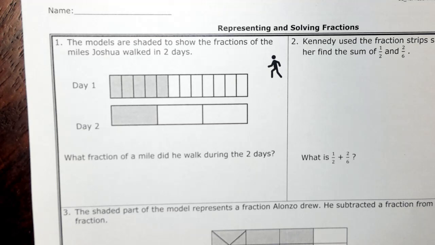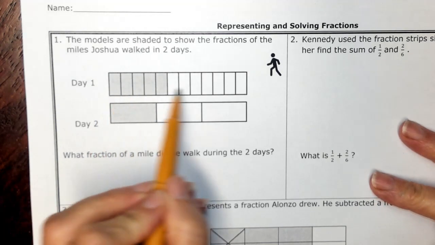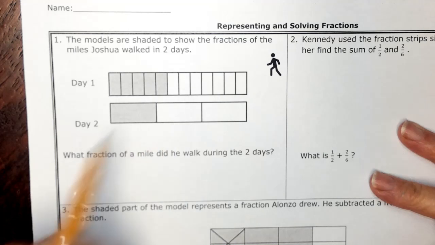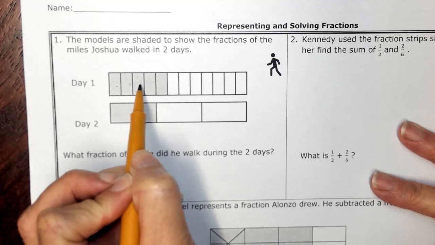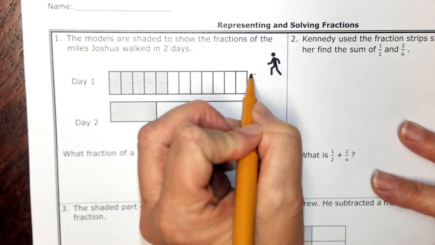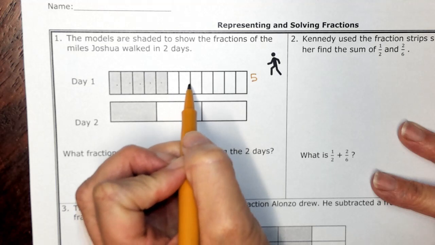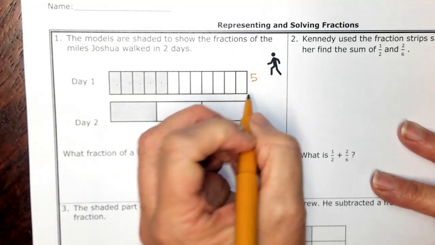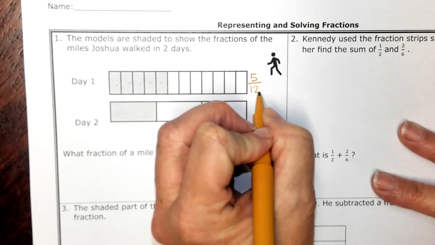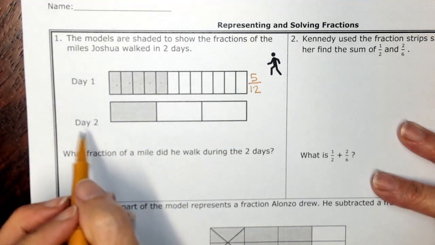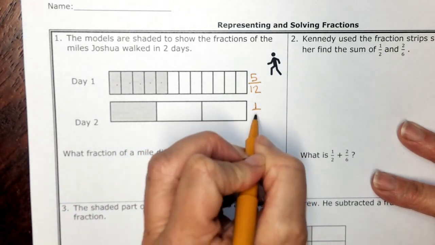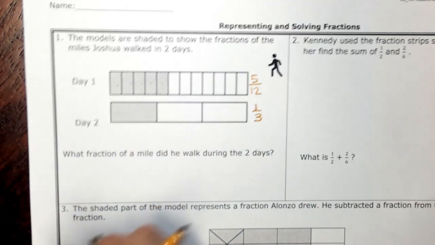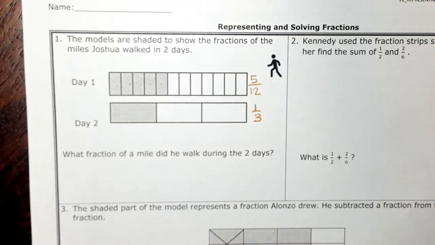So for day 1 we have a unit bar, and it's divided equally into equal pieces. And so when I look at the pieces that are shaded, I see 1, 2, 3, 4, 5 pieces that are shaded out of 6, 7, 8, 9, 10, 11, 12 total pieces. So I have 5/12. And then my second day, I have 1 piece that's shaded out of 3. So the rest of my question says, what fraction of a mile did he walk during the 2 days?